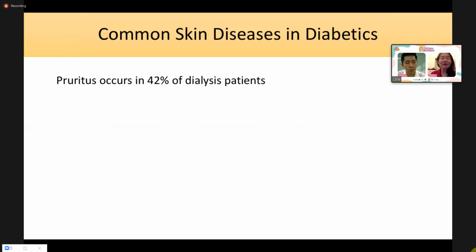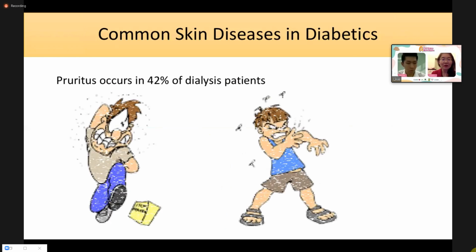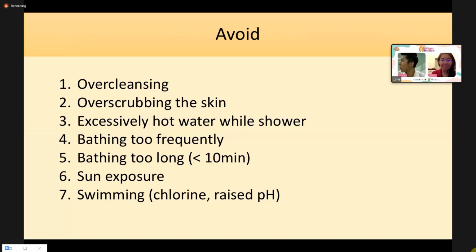Also, if you need dialysis, it can occur at an even higher frequency, like 42%. And you can see, a very itchy condition.